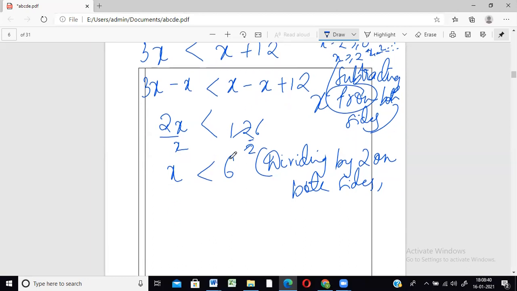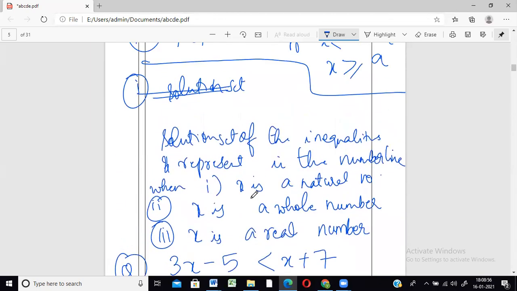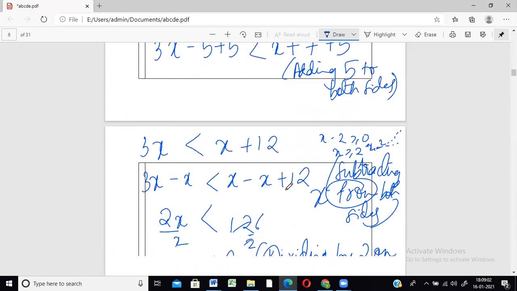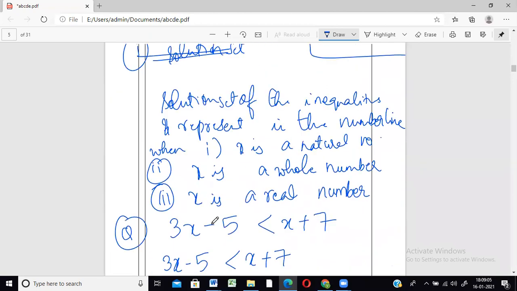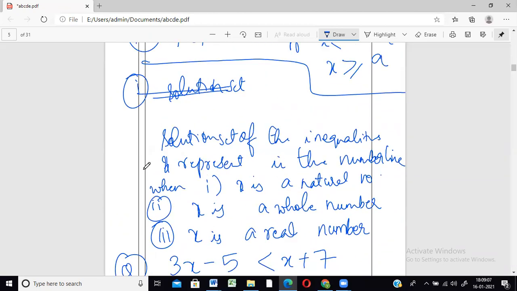Now they're telling you x is less than 6. So less than 6 means we have so many values less than 6. We have 1, we have 2, we have 3, we have 4, and not just that, we also have 0, we have all the negative numbers also which are less than 6. So what did they tell you to be more precise in the question? They said solution set of the inequalities, and this is the solution set of the inequality which we have found out, and represent them on a number line.